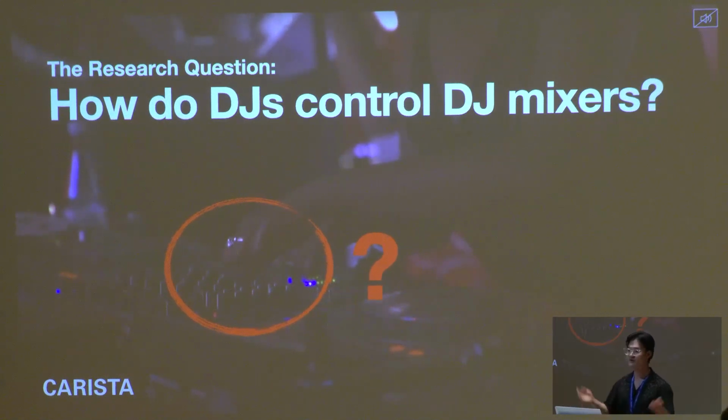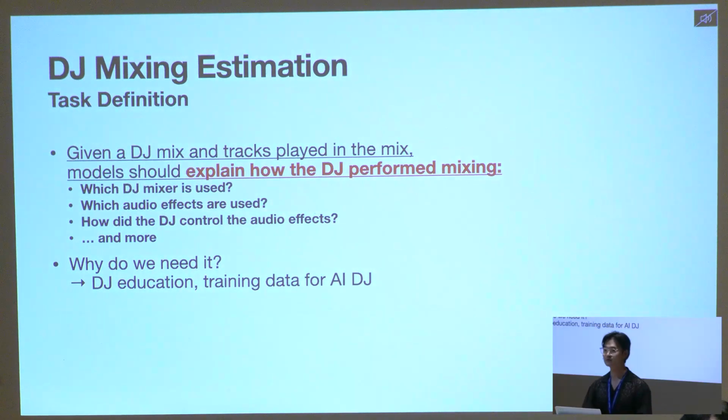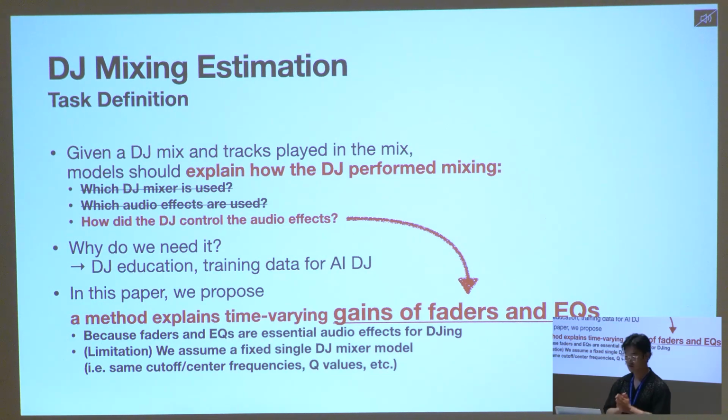It will be very nice if we can automatically extract the gains and how they're controlling, etc. So we proposed a task. We call it DJ mixing estimation. It's simple. Given a DJ mix and the tracks played in that mix, models should explain how the DJ performed mixing. The explanation can be which DJ mixer is used, or which audio effects are used, and how the DJ controlled the audio effects, something like that. We can use it for DJ education and hopefully as training data for AI DJ.